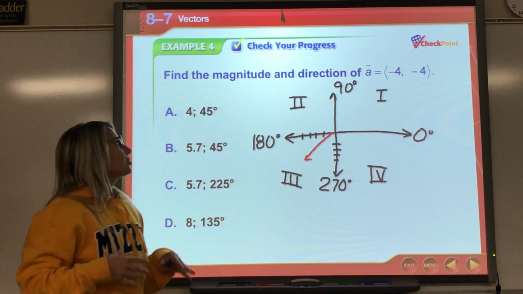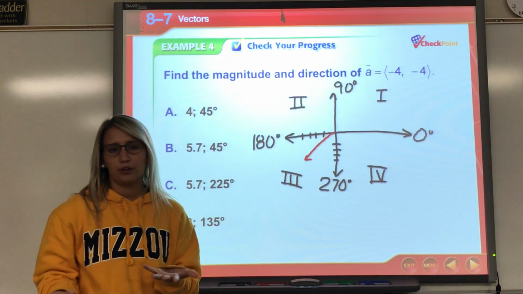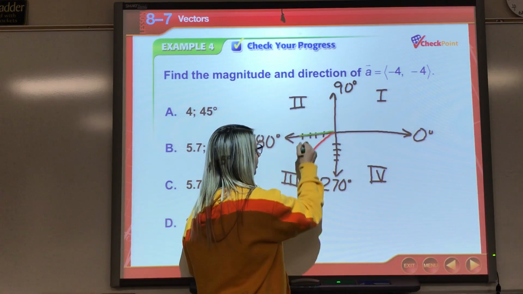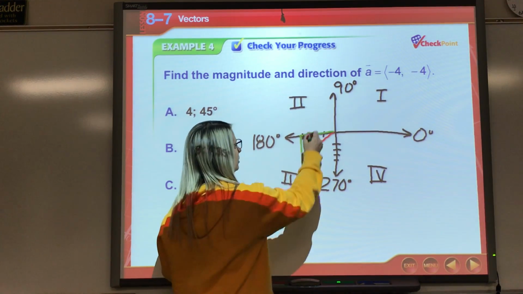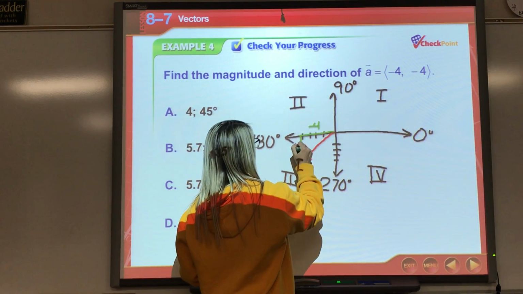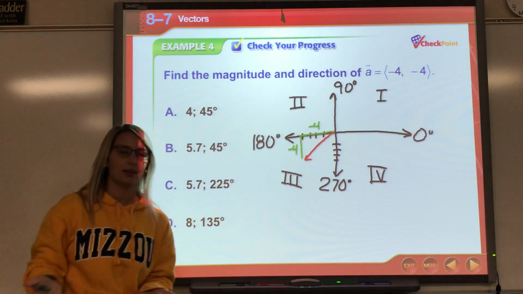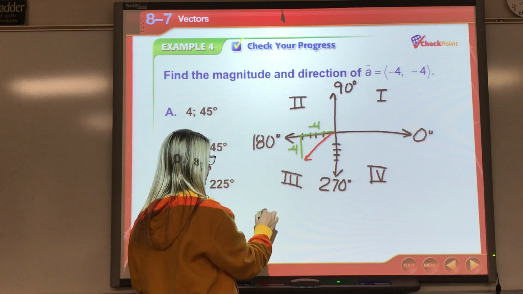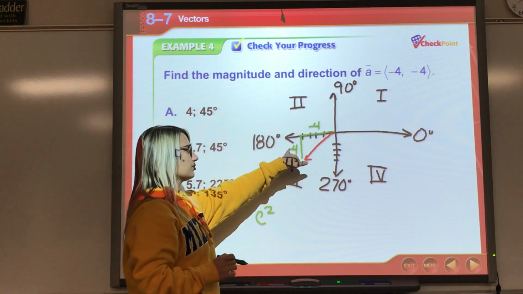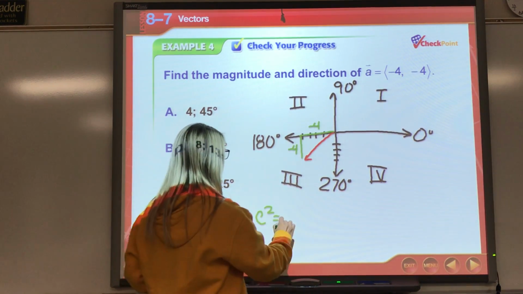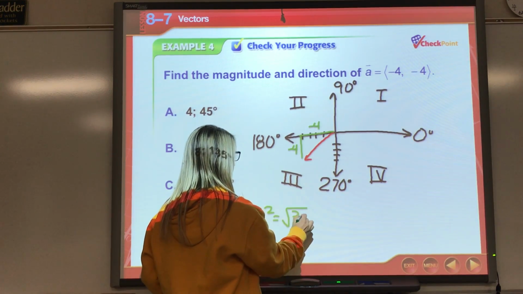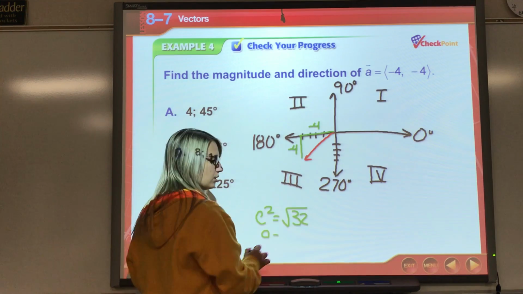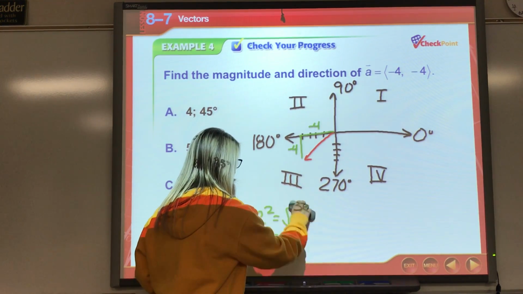Okay, so to find the magnitude, we're using the Pythagorean theorem. We know that we went over 4, down 4, so this is 4 and -4. If we plug that into the Pythagorean theorem, our hypotenuse is c squared equals 4 squared plus 4 squared. That would give us the square root of 32.